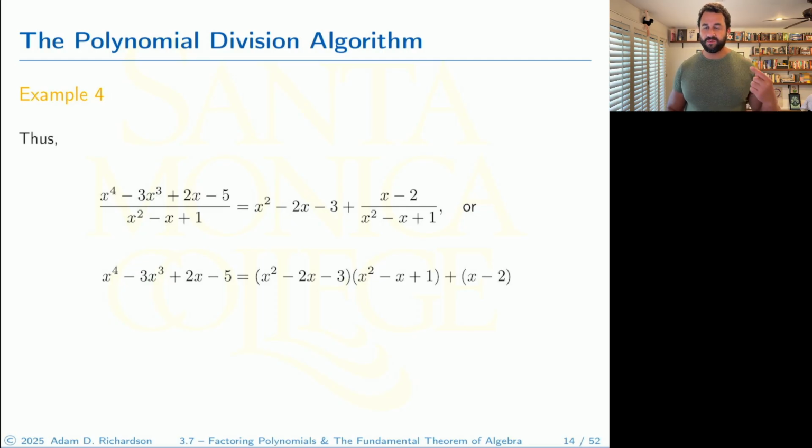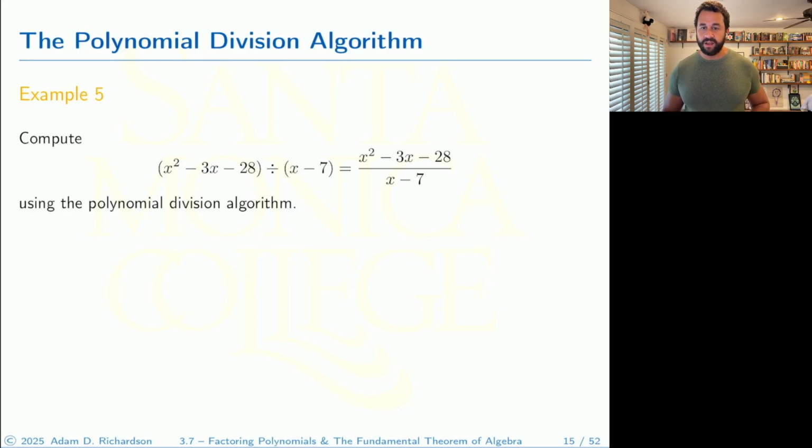Always go back to your intuition and remember what we were talking about with the standard division algorithm for integers, right? If you end up with a remainder, that means the divisor is not a factor of the dividend, not a factor of the thing that you're dividing, right? Okay, here is another one. Let's try this one, okay?